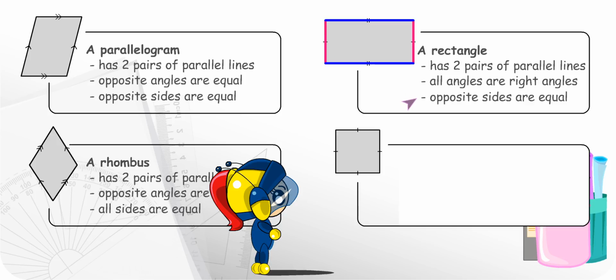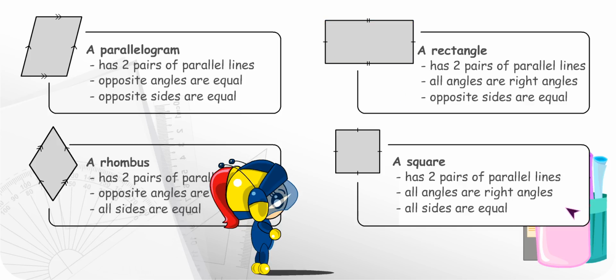Opposite sides are equal. A square has two pairs of parallel lines. All angles are right angles. All sides are equal.